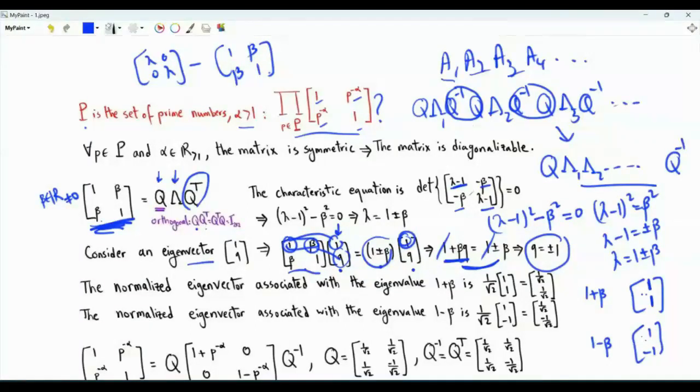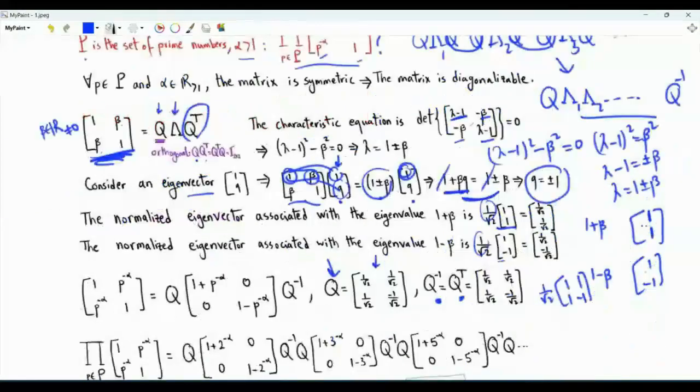Each one of these vectors has an L2 norm of square root 2. If we want the eigenvectors to be normalized, that is to have a unity L2 norm, we can divide by the square root of 2. The matrix of eigenvectors is this 2 by 2 matrix: 1 over square root 2, times 1, 1, 1, minus 1. It is an orthogonal matrix. Its transpose is equal to its inverse. In our case, beta is equal to the prime p to the minus alpha. So we can write down this matrix as the matrix of eigenvectors. The eigenvalues are 1 plus p to the minus alpha and 1 minus p to the minus alpha.